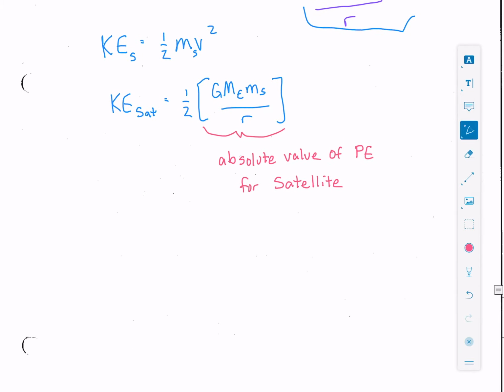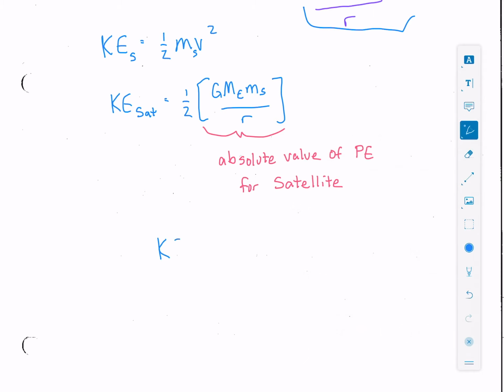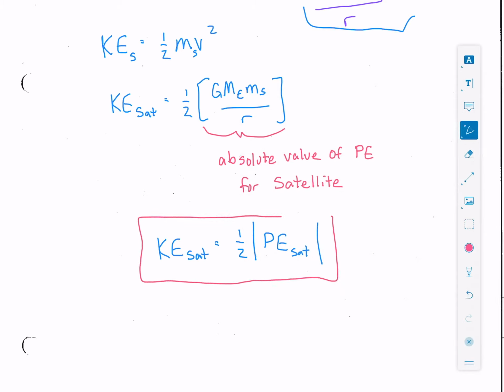So we can actually say that the kinetic energy of a satellite is 1/2 of the absolute value of the potential energy of a satellite. What? Crazy. This will always be true. Little fun fact that can help you solve some problems sometimes. Always true.